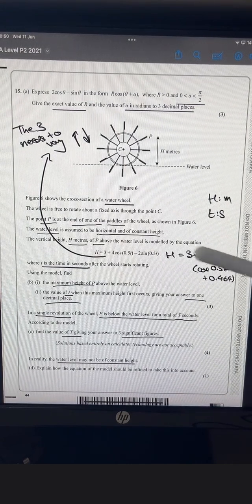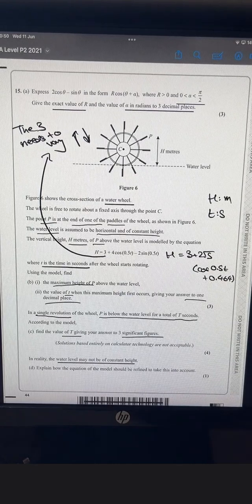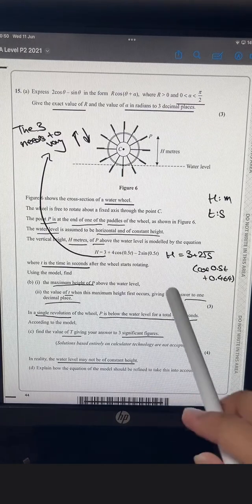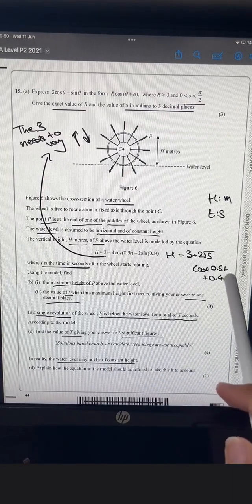I hope that helps, YR. Does that explain it? To find max, would you make cos and sine equal to 1? Yeah, exactly. So for this question, whatever's in the cos needs to equal 1 to find the maximum.